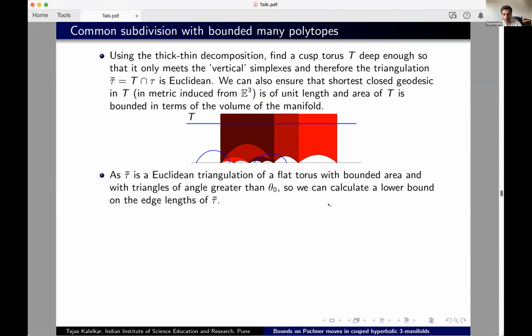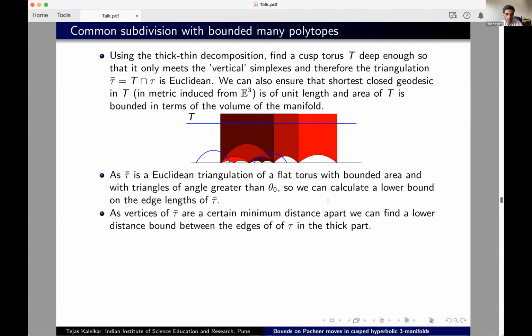Once you have a lower bound on the edge lengths of this triangulation, every vertex in this triangulation corresponds to an edge of the original triangulation, right? Because the edges are now vertical to this face. So all the vertices of this triangulation in fact correspond to these vertical edges. And as vertices of tau bar are a certain minimum distance apart, because we have bounded the lengths of these edges in tau bar, we can find a lower distance bound among the edges of tau in the thick part.